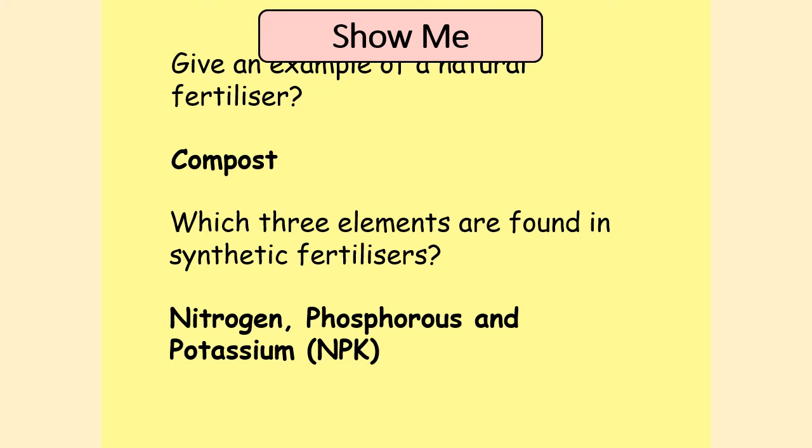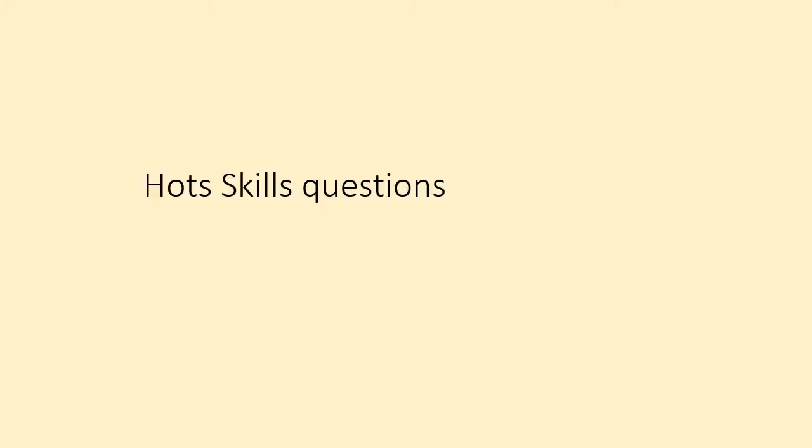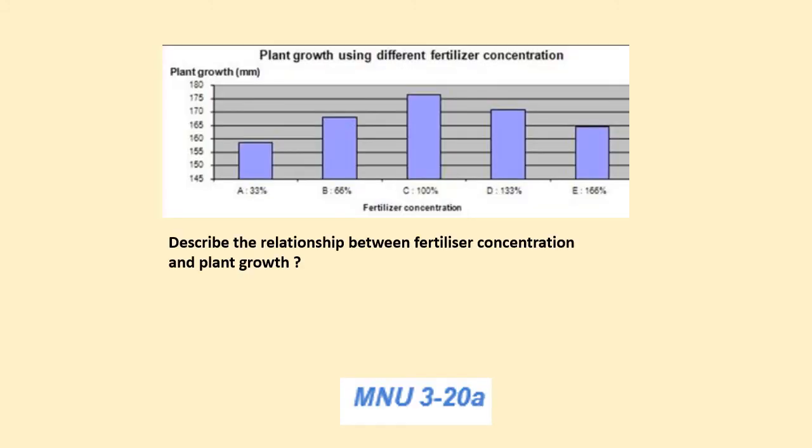nitrogen, phosphorus, and potassium. And finally, to finish off, we've got a numeracy, a hot skills question, which is describe the relationship between the fertilizer concentration and the amount of plant growth. So you're describing what you can see in that graph.